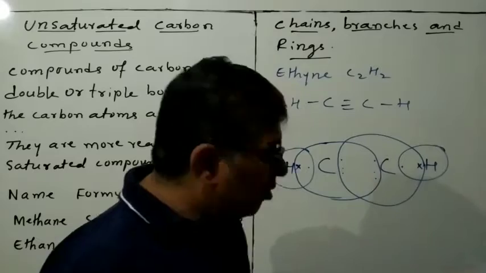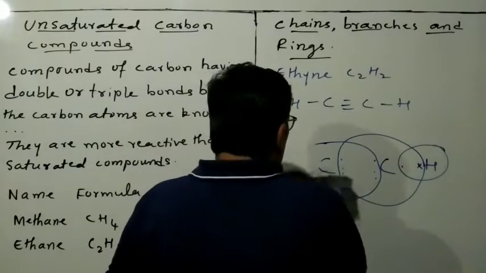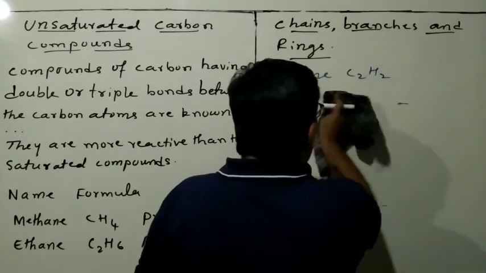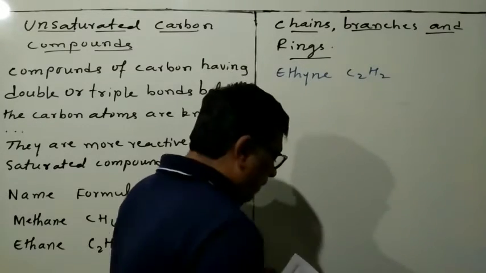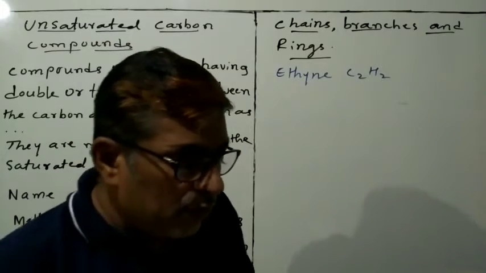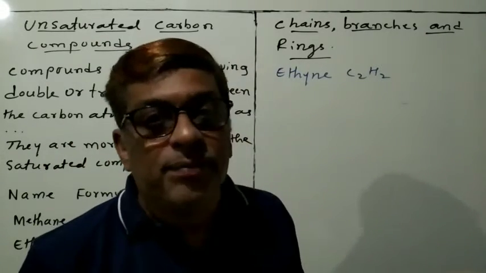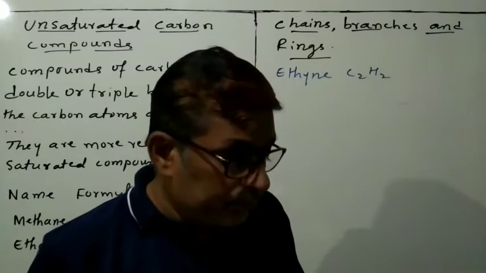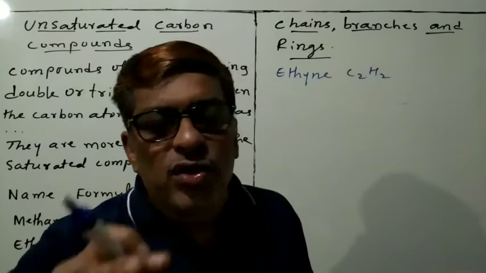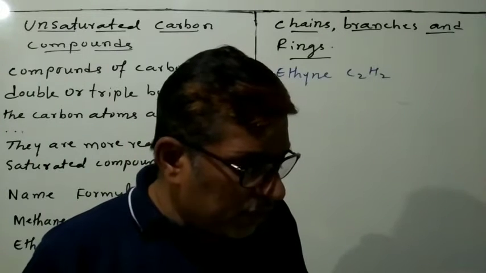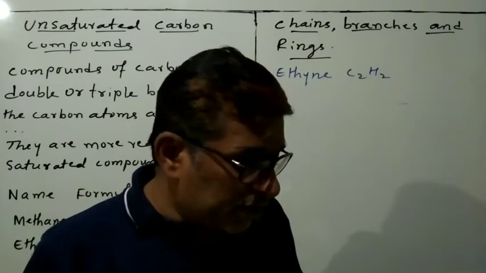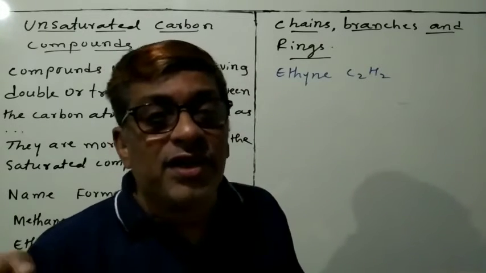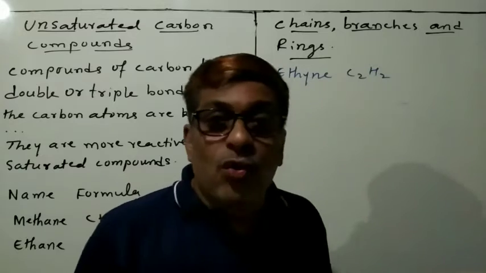We will just discuss propyne and as well as butyne. You know that propyne is C3H4 and butyne will be C4H6. So like this you have learned. Draw the structure of methane, ethane, ethene and ethyne. So like this you have to learn, and this is the homework for you.